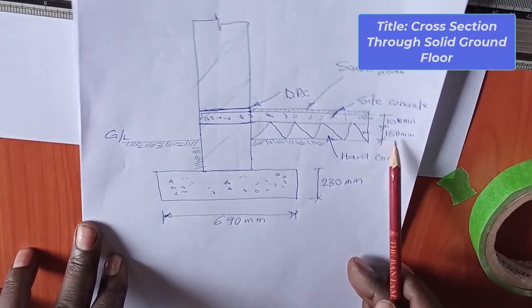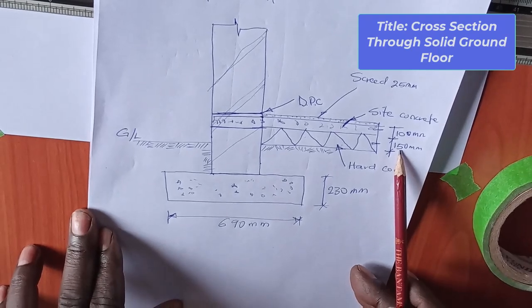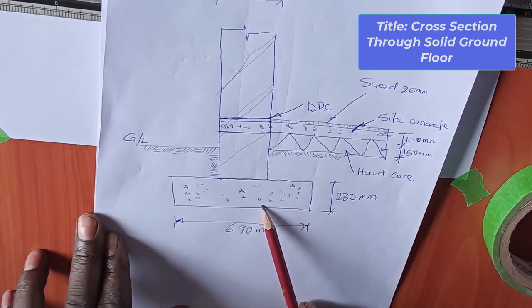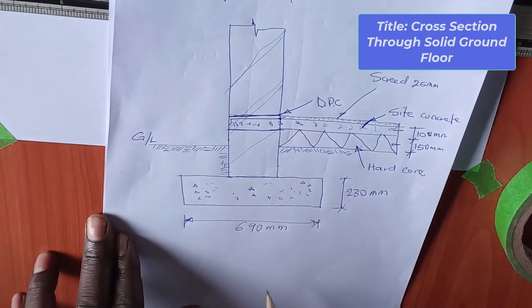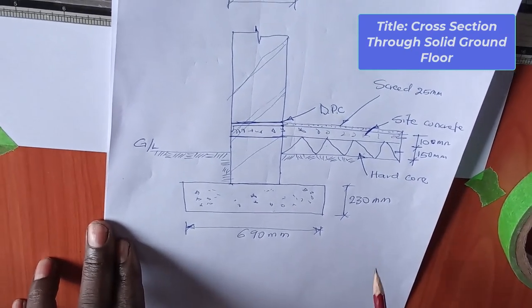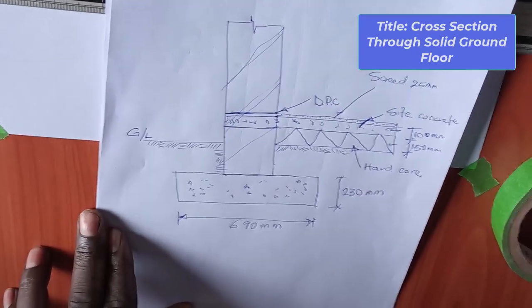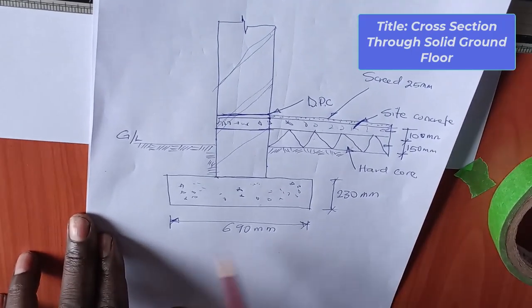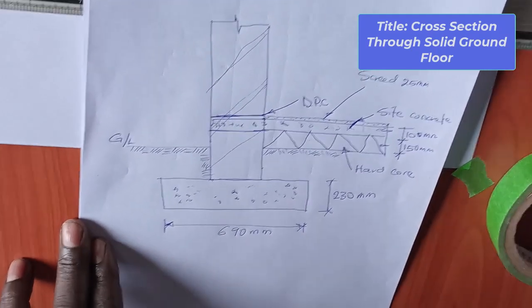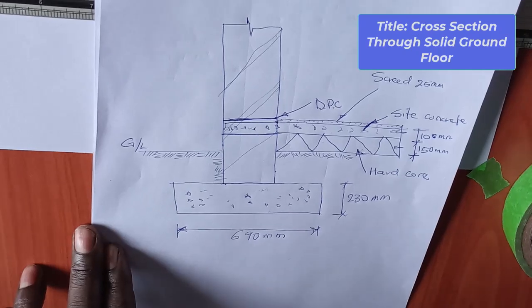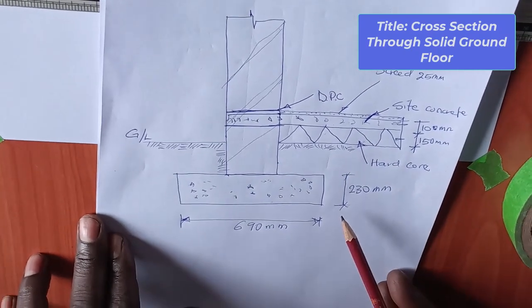This one we call side concrete, or sometimes we call it overside concrete. But this one here is a foundation concrete. And foundation concrete, as I said before, is 690 by 230. It depends on the designs. In some designs you find that this size of the concrete can even be up to 1 meter by maybe 300 millimeter. But for our design, 230 thickness is enough.